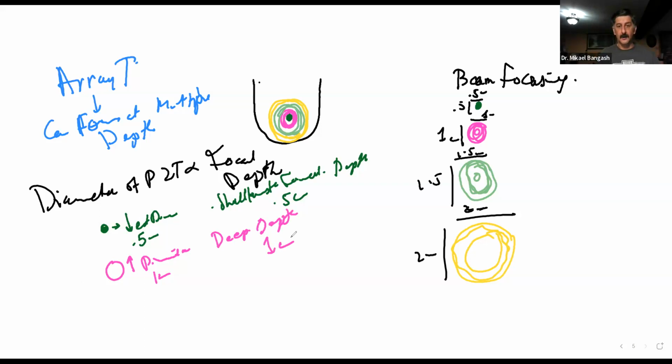Then we go to the next one. This is a bigger PCT, which had a diameter of 1.5 centimeter. So that's going to have a bigger diameter, which means it will have a deeper focal depth, which we can say is 1.5 centimeter.